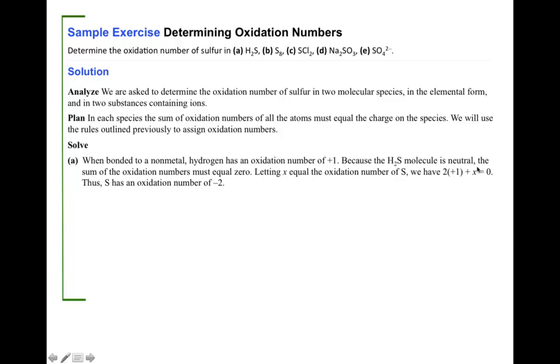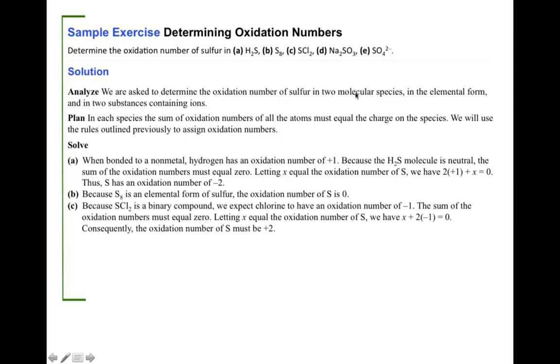To rearrange this equation to find X, we subtract 2 from each side, and X is equal to -2. So in the first one, sulfur has an oxidation number of -2. In B, this is the elemental form of sulfur, so the oxidation number is equal to 0. All of the atoms are going to be 0, so each one is also 0. In the elemental form, the oxidation number of sulfur is 0.